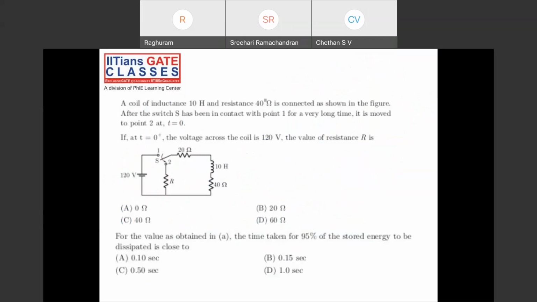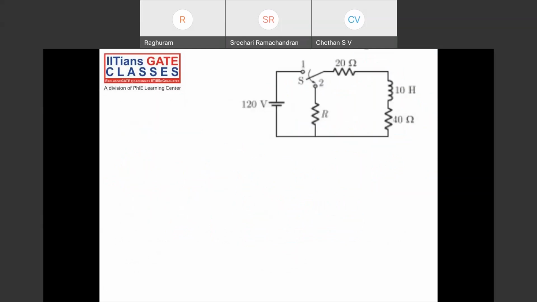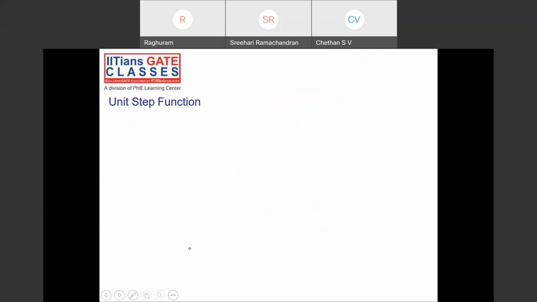There are some good problems. I don't want to go into problems, or numericals, actually. I just meant only the concepts part. Next, what is a unit step function?